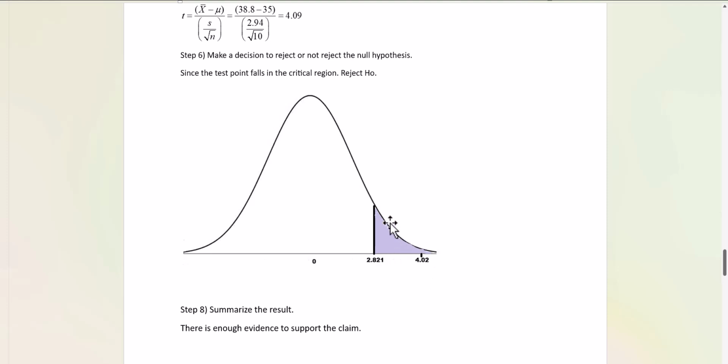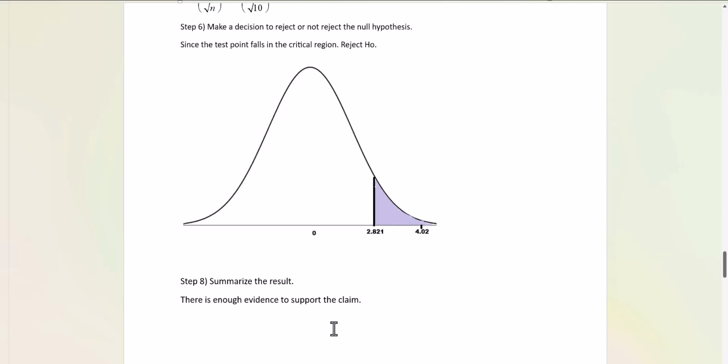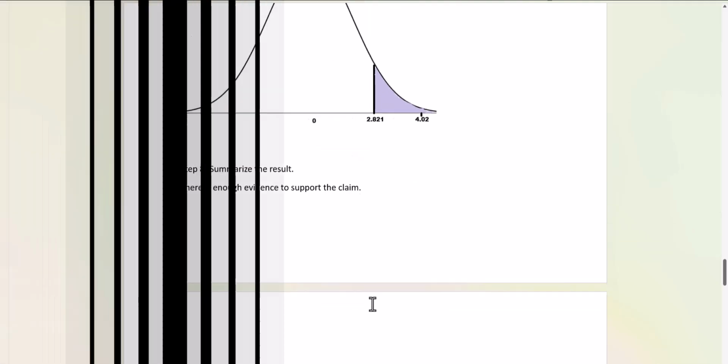4.09 is to the right of our critical value. It's in the critical region, so we reject H naught. Since our claim is H sub 1, we state there is enough evidence to support the claim.